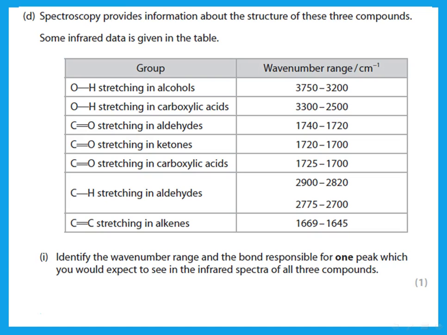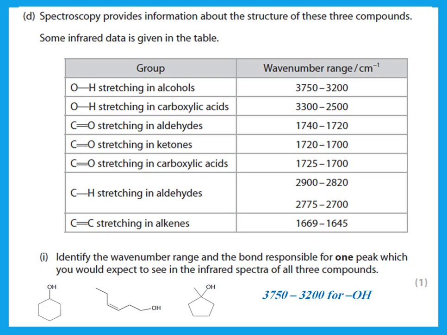This next question is about infrared spectroscopy. He says it provides information about the structure of these three compounds. He gives you the table that shows all the positions of the peaks. Identify the wave number range and the bond responsible for one peak which you would expect to see in the IR spectra of all three compounds. What were the three compounds? These were the three compounds. They all contain an OH, so you would expect the peak for the OH in alcohols. And from the table, it says it's the peak from 3750 to 3200.